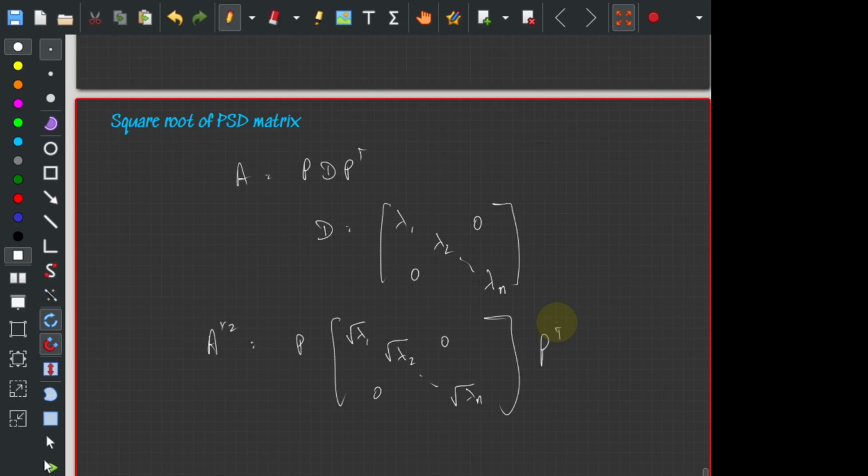A. Does everyone agree? Because if I look at A half times A half, it's going to be P times this matrix times P transpose, let me call it lambda half, P transpose times P times lambda half P transpose. But what is P transpose P? Identity, because P is an orthogonal matrix. So this is P lambda half lambda half P transpose. But what is lambda half into lambda half? It is just this matrix D, and this is equal to P D P transpose, which is A. So at least for positive semi-definite matrices, there's a well-defined notion of a square root.